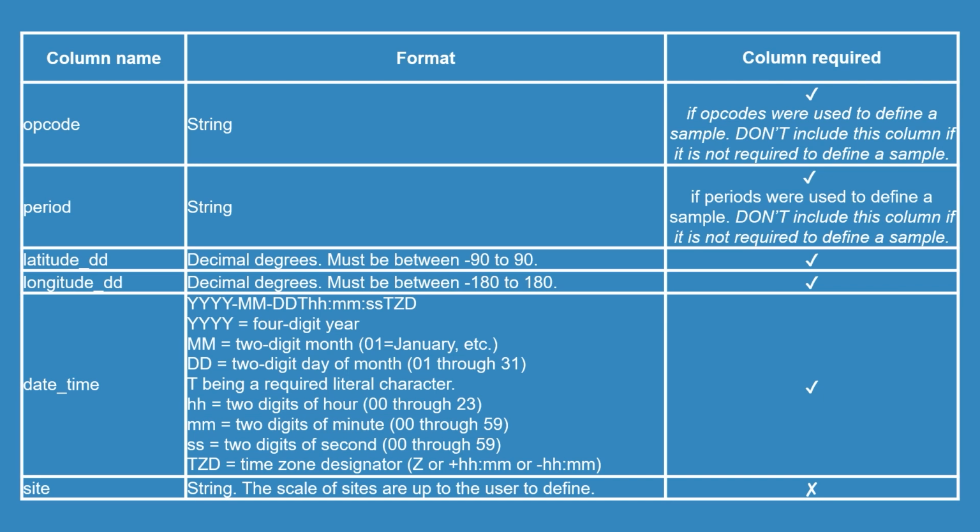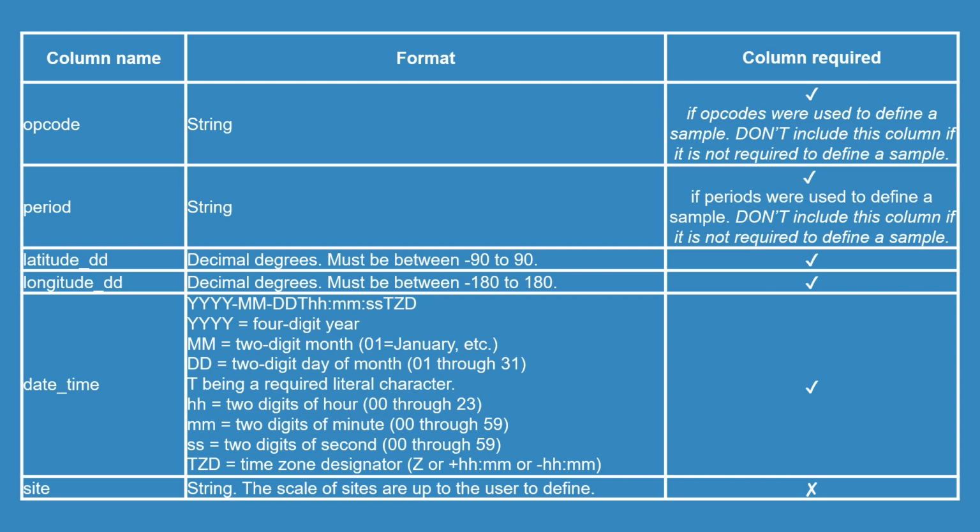Latitude and longitude are both in decimal degrees. Date time is year, month, day. T is just defining the start of the time, which is hours, minutes, seconds. And this TZD is the time zone designator. So if you're giving your date time in UTC, then you can put Z. Or if you're, say, giving your data in Perth, in Western Australia, you would put plus 0800 because we're 8 hours ahead of UTC. Those 5 columns are all required.